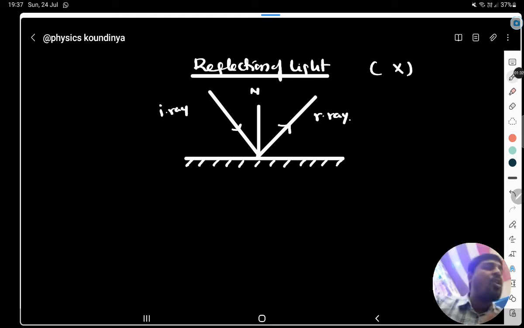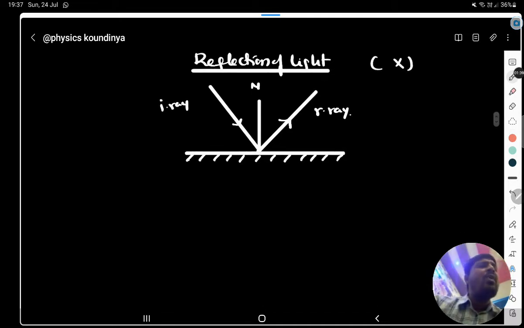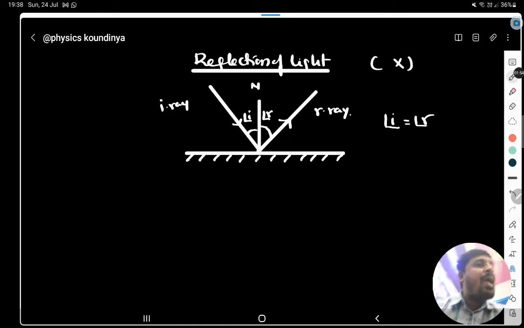So what is called the normal? Any line drawn perpendicular to the surface is called the normal. For a surface we can draw infinite normals. Now what is this angle called? Angle of incidence. This angle is called the angle of reflection, and we all know that angle i is equal to angle r. That is what we call plane reflection.